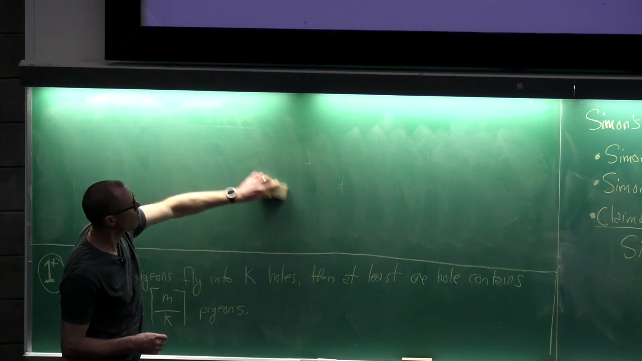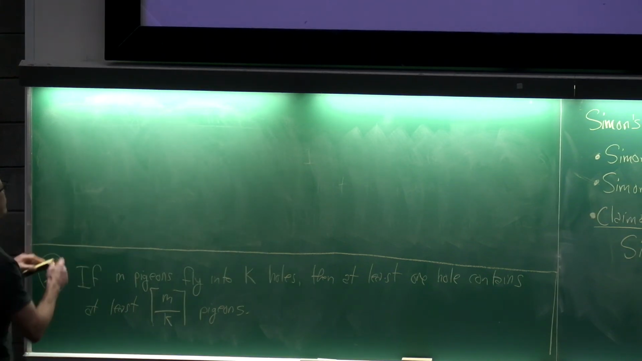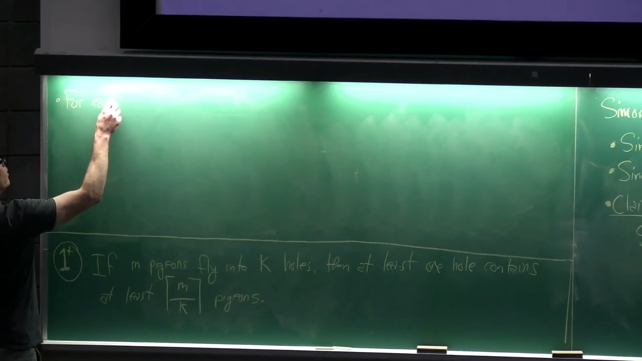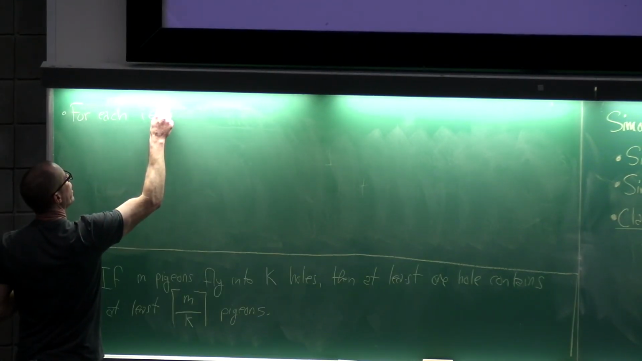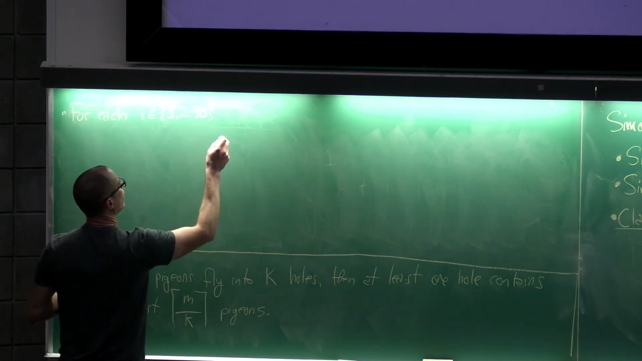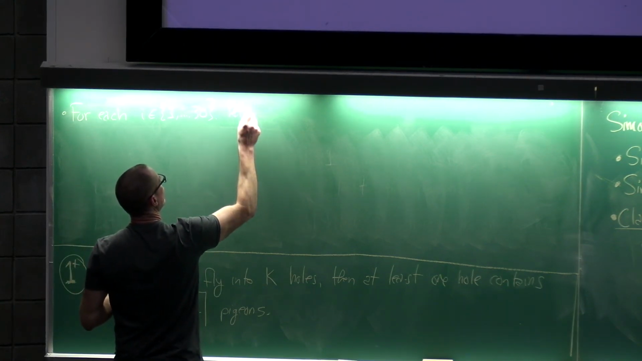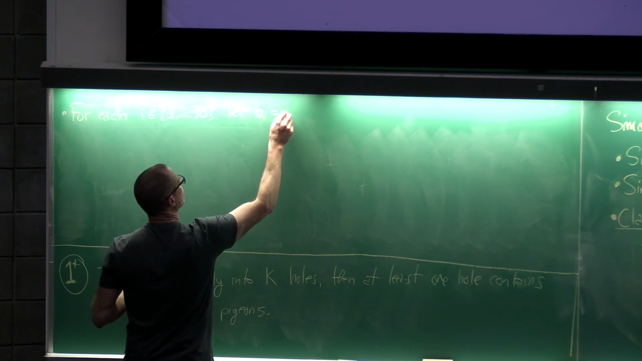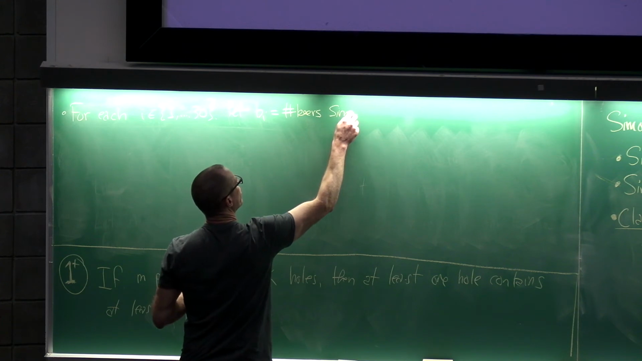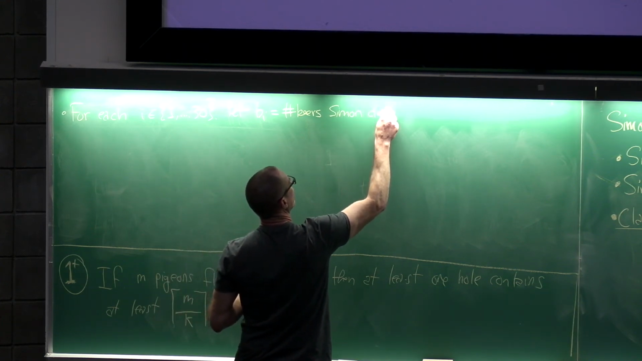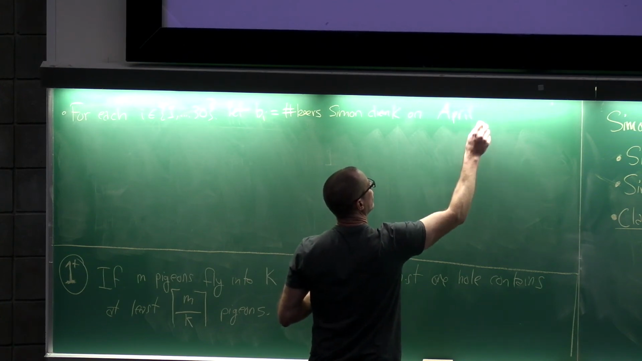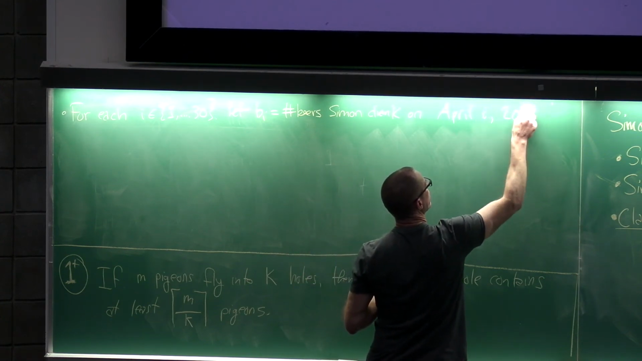And again, simple principle, clever application. For each i from 1 to 30, so for each day in April, let B_i equal the number of beers Simon drank on April i, 2019.